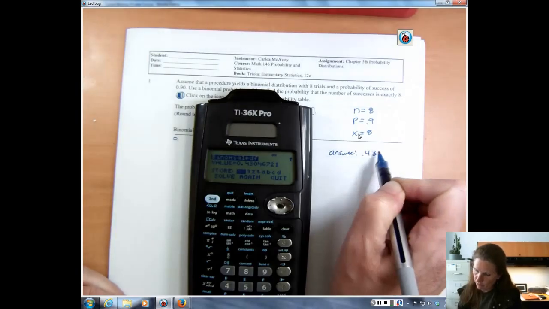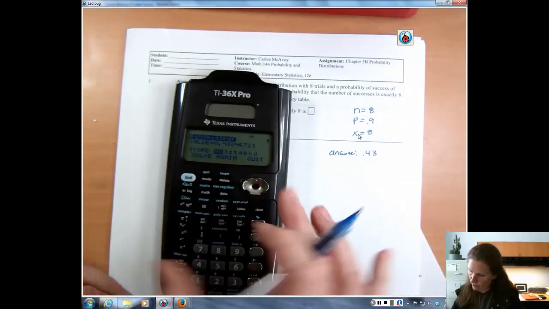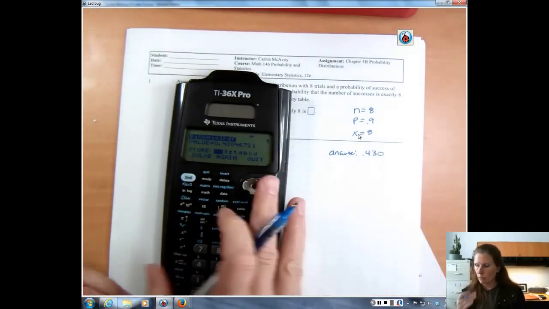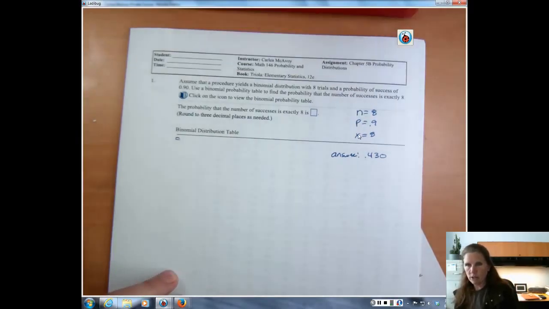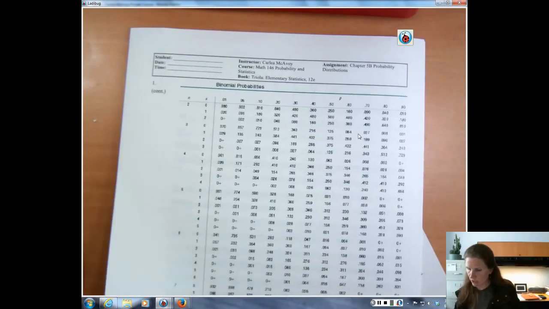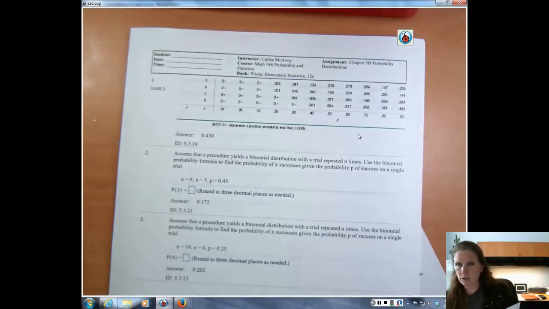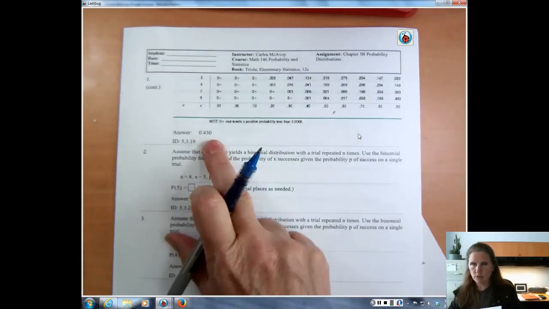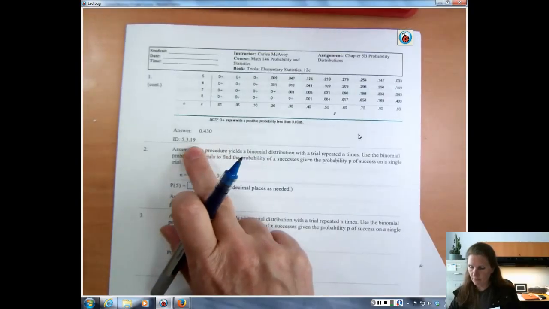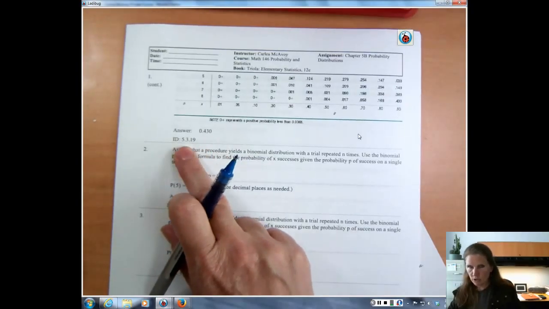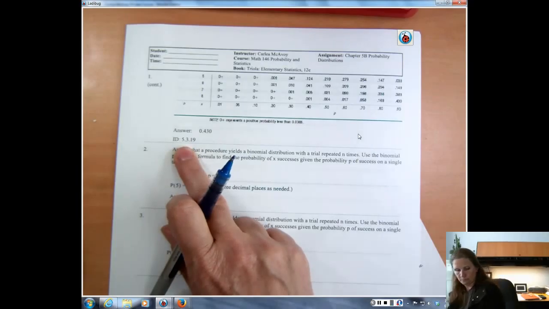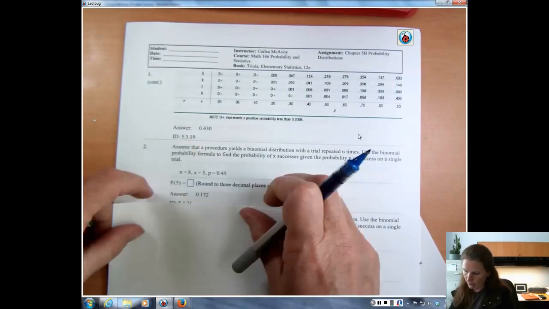0.43. How far do they want you to go? To 3 places. 0.430. What you'll see is when you get there that you can click on this table and then bring up this table, and you can use the table to answer that, and you can see the answer is 0.430. That's chapter 5, section 3, number 19. So just use your calculator.